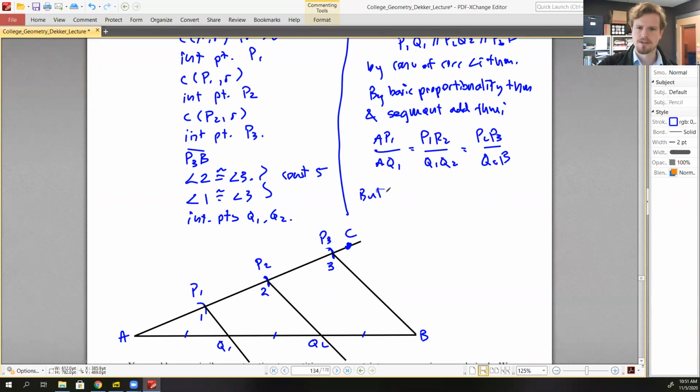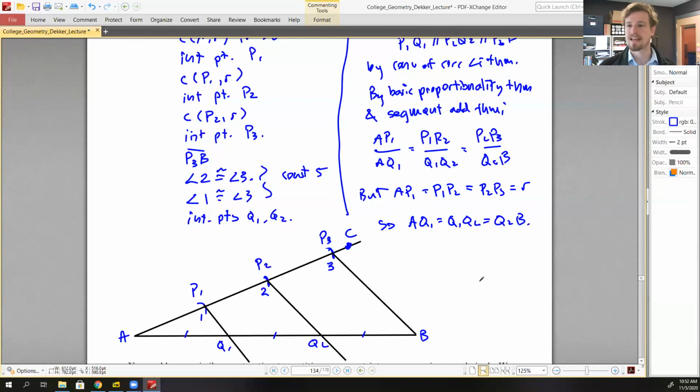But we constructed each of these segments so that they were all the same length. So AP1 is equal to P1P2, which is equal to P2P3, which is that radius that we had chosen. So that gives us that AQ1 is equal to Q1Q2, which is equal to Q2B. And that's exactly what we wanted to get. We wanted to get these equal length segments.